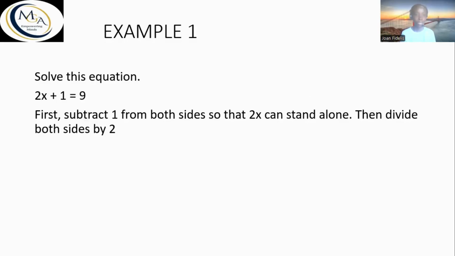Solve this equation: 2x plus 1 is equal to 9. Like I said earlier, in the first step, we need to perform the inverse of either addition or subtraction. Looking at our equation, we want the unknown to stand alone. So we look at the number that is standing with it in the equation, which is plus 1. The opposite of plus 1 is minus 1. The opposite of something is also its inverse. So the inverse of plus 1 is minus 1. We subtract 1 from both sides of the equation so that 2x can stand alone. And then we divide both sides by 2.